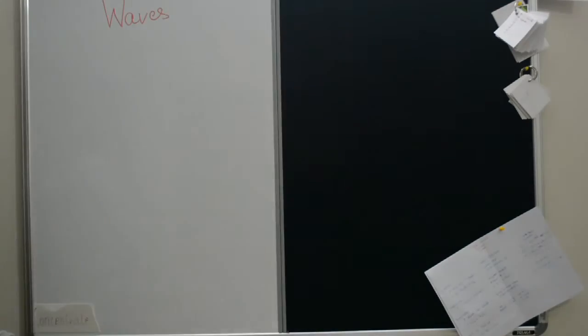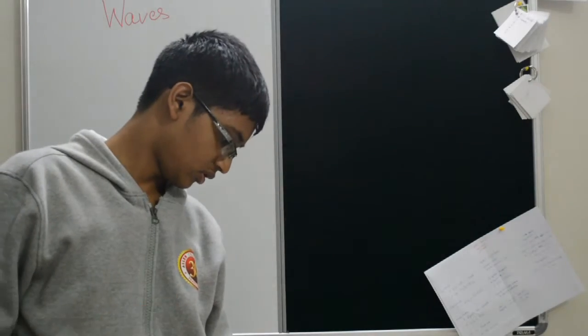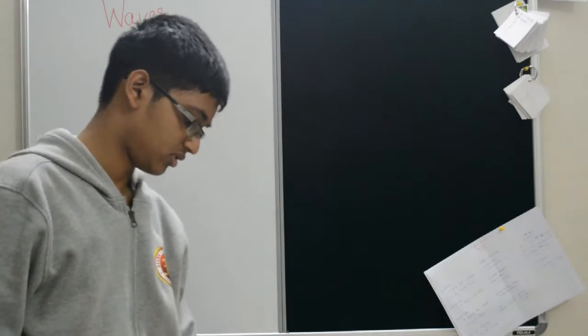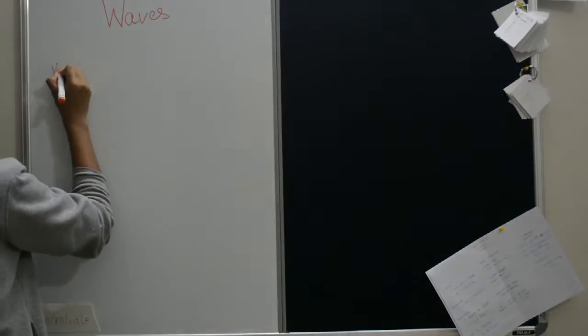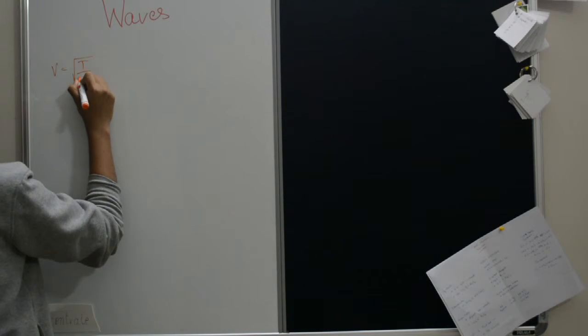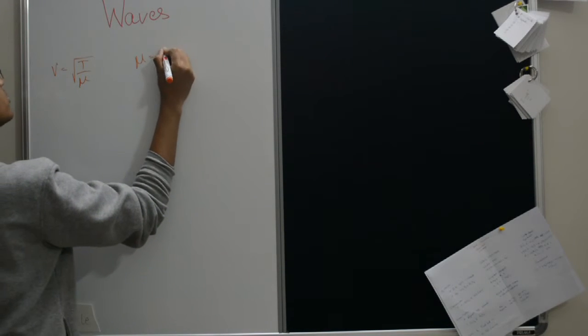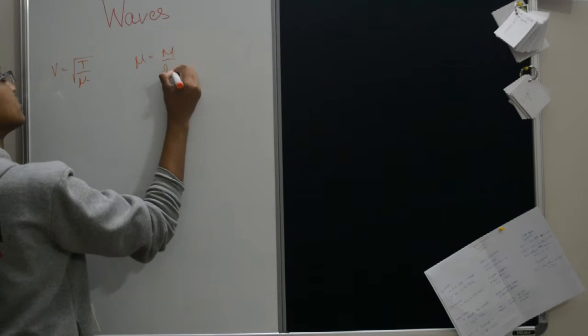Next we have the velocity of a mechanical wave. This is just a direct formula which you should remember. v = √(T/μ), where μ is the mass per unit length.